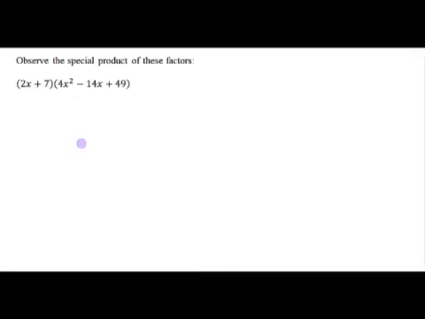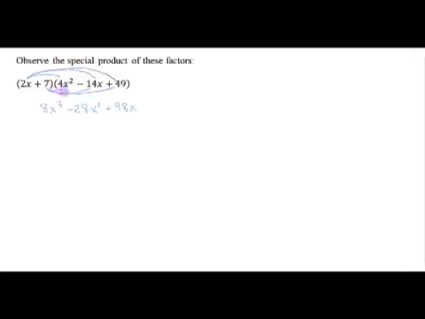Observe the special product of these factors. This will be interesting for you. Again, we're going to multiply everything in the first set of parentheses by everything in the second set of parentheses. So first I'll multiply the 2x through everything. I get 2x times 4x squared is an 8x cubed, and I get a 2x times negative 14x is negative 28x squared, and a 2x times 49, I get a positive 98x.